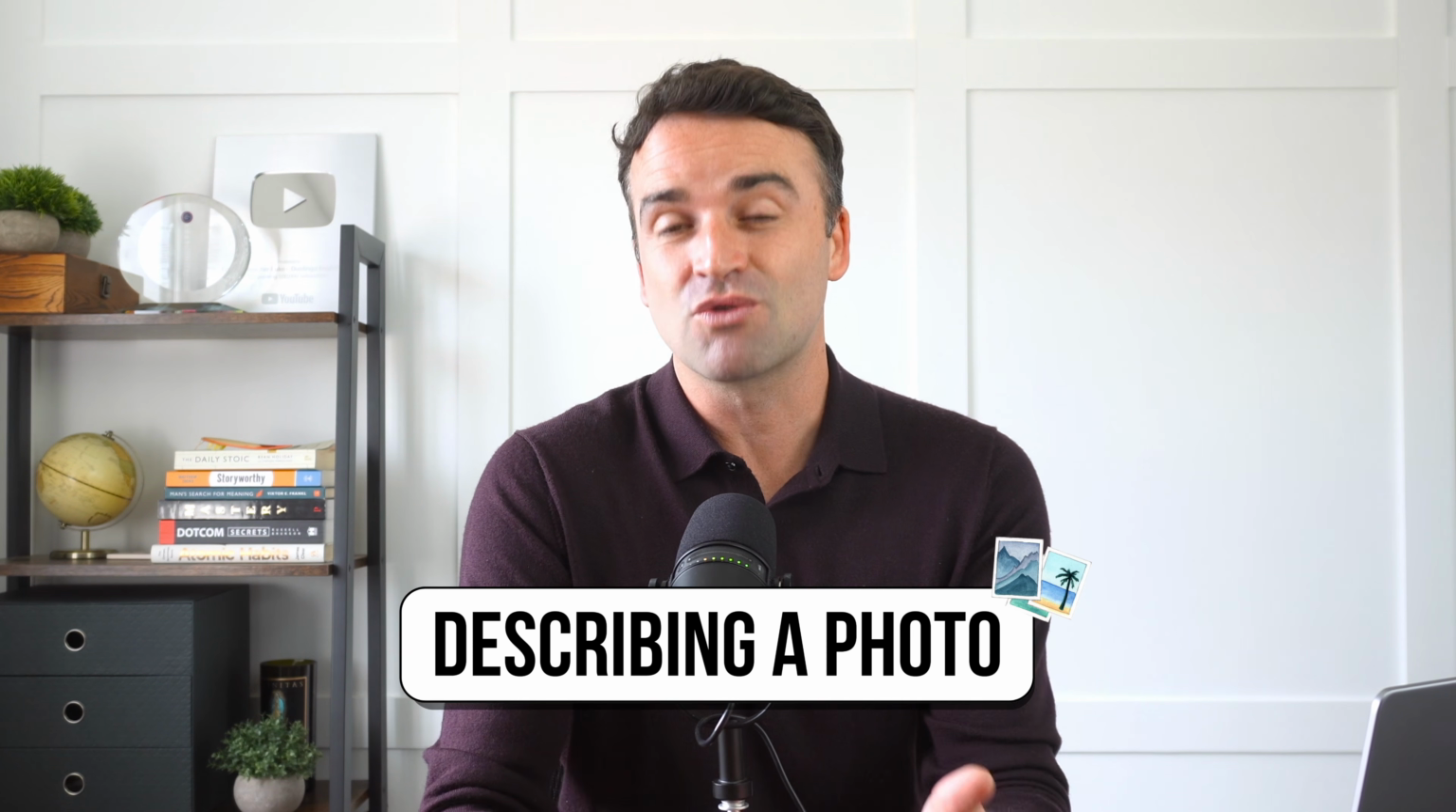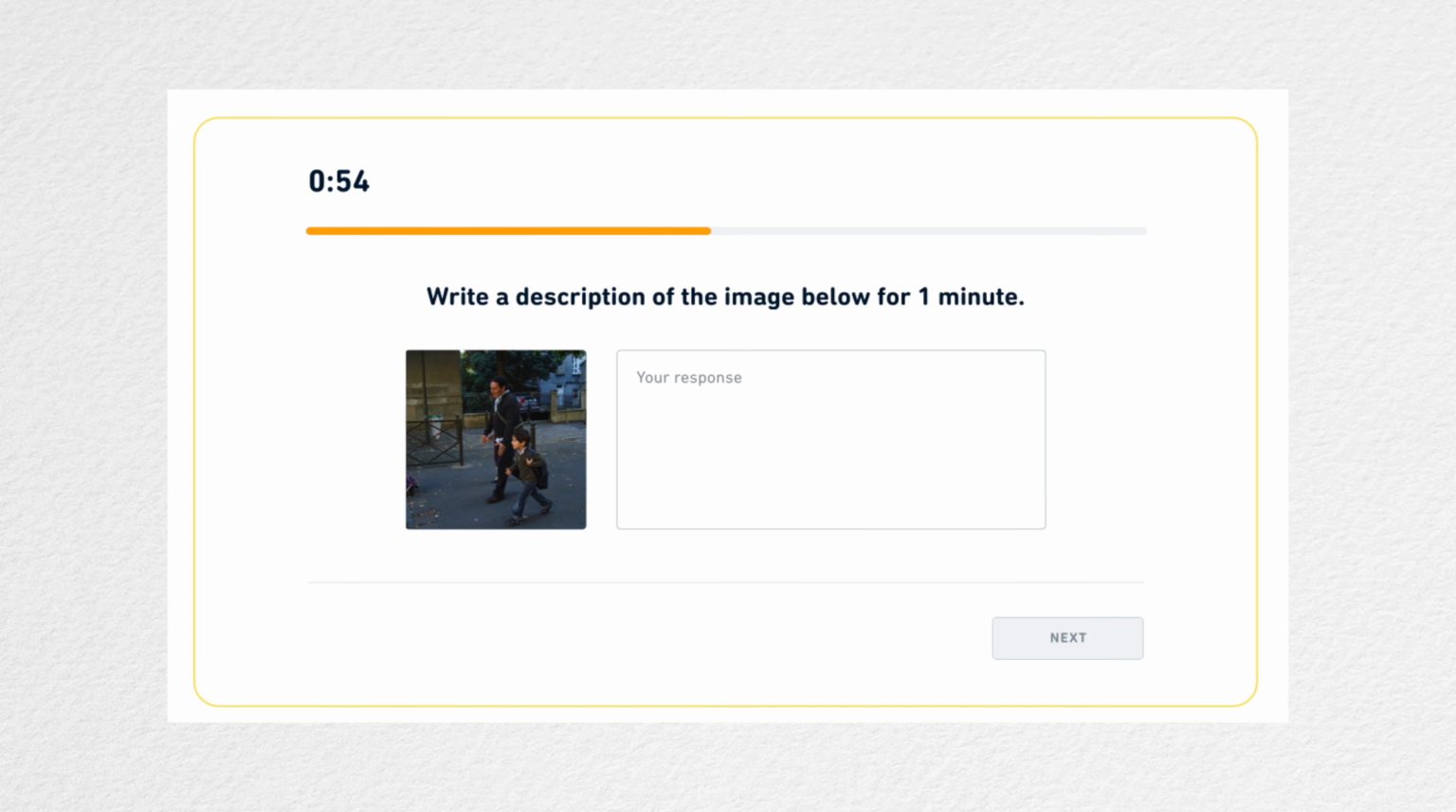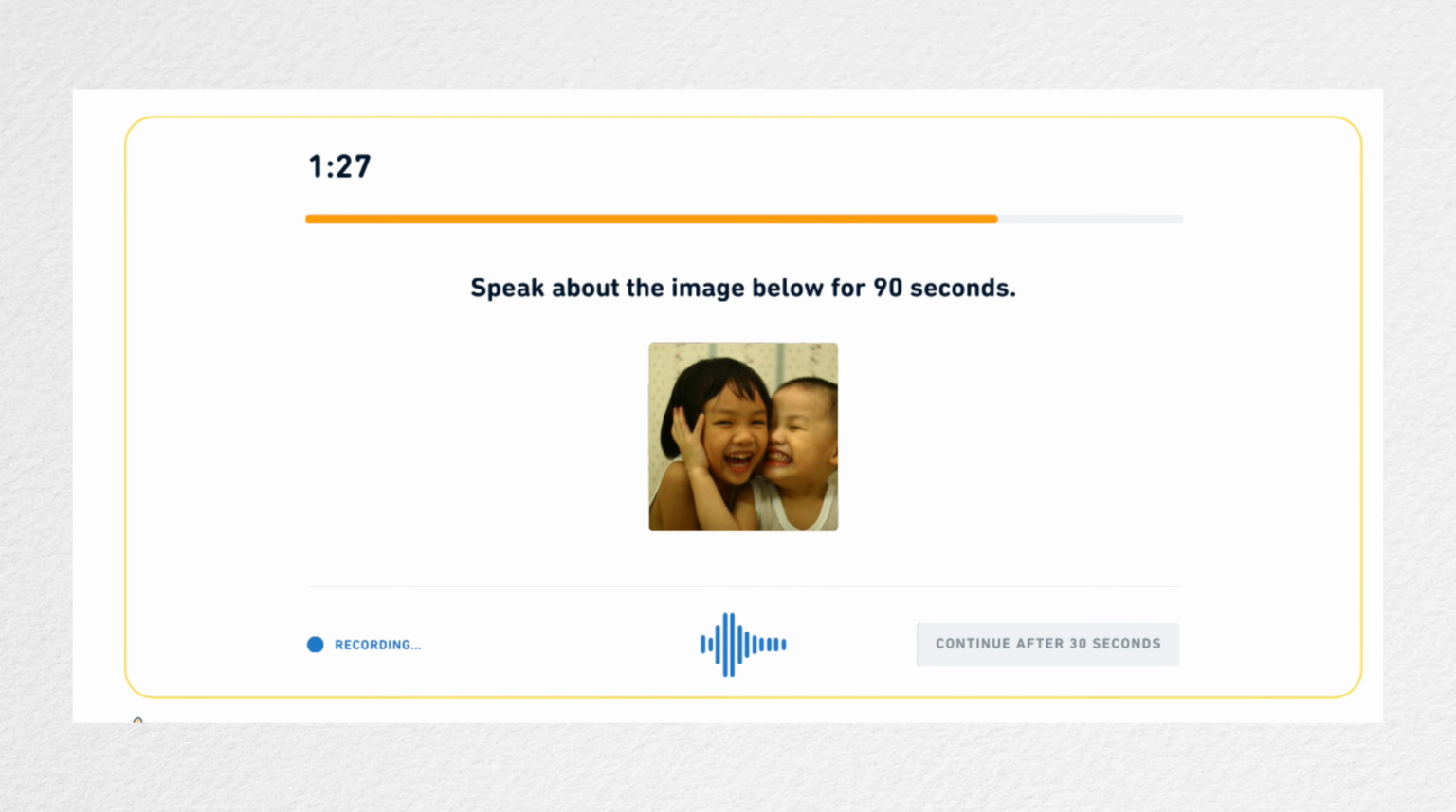Now, one of the questions on the Duolingo English test that many test takers find to be very stressful is describing a photo. And guess what? You actually have to describe 4 photos in total. 3 write about the photo and 1 speak about the photo. Which of course means that it is super important that you know how to describe a photo well.